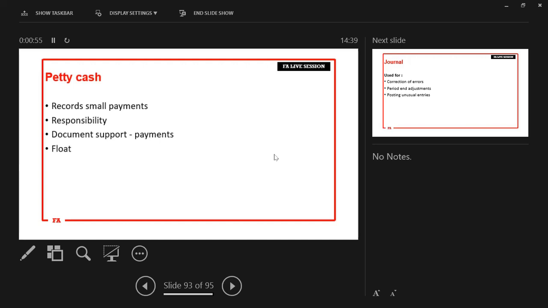And then float, the petty cashier must be allocated a specific sum of money. For instance, 5,000 for some companies might be the float. So if the petty cashier is requesting more money, they will base it on how much they need to top up in order to hit that 5,000. So if the petty cashier has got 1,000, and their float is 5,000, they should only request how much? 4,000. They shouldn't over-request.